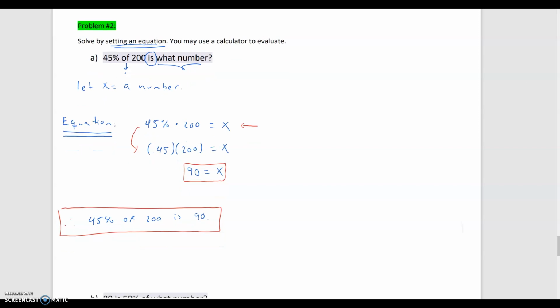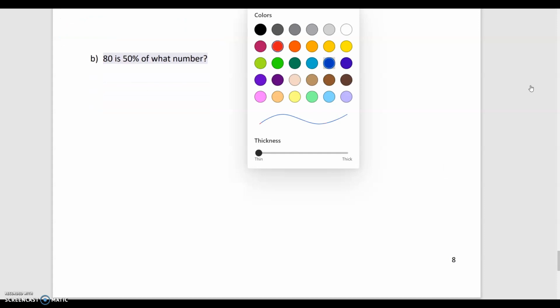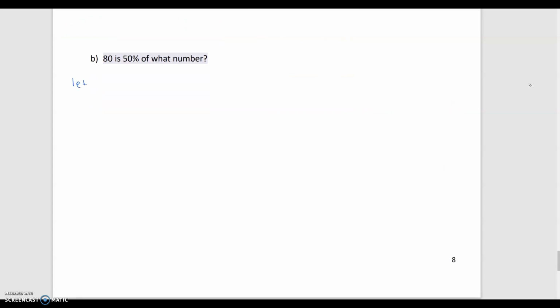Let's move on to B. Technically, it's a different problem, so I'm going to declare the variable again. Let x equal a number, and the equation. Here "is" is the equal sign, and "of" represents multiplication. So in this case, 80 is equal to 50% of x, or 80 is equal to 0.50 of x.